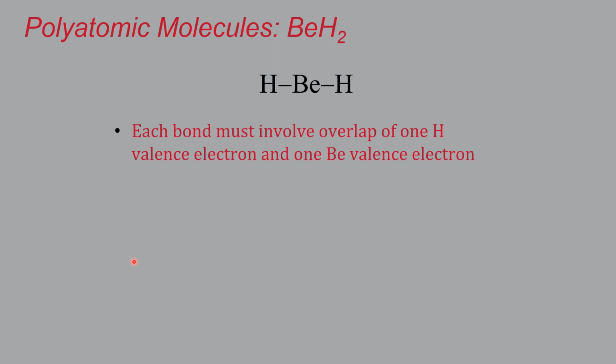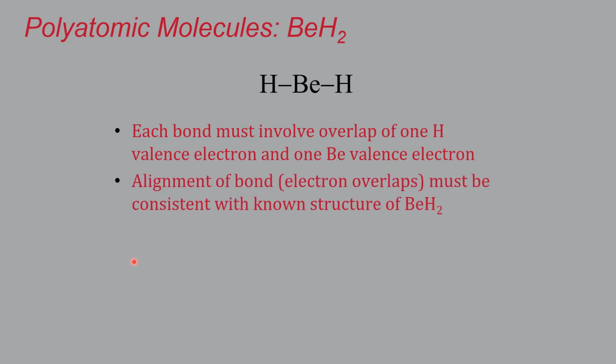So here are the ground rules. Each bond has to involve the overlap of the space occupied by one of the valence electrons on hydrogen and one of the valence electrons on beryllium. The alignment of those bonds, or now the overlap of the space occupied by those various electrons, has to be consistent with the known structure of beryllium dihydride.